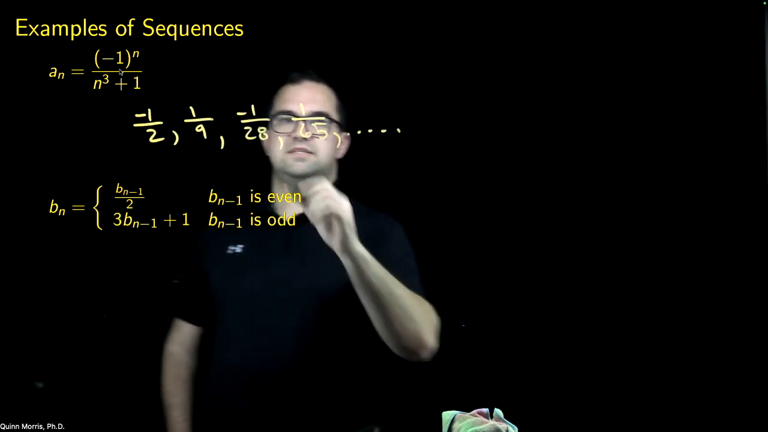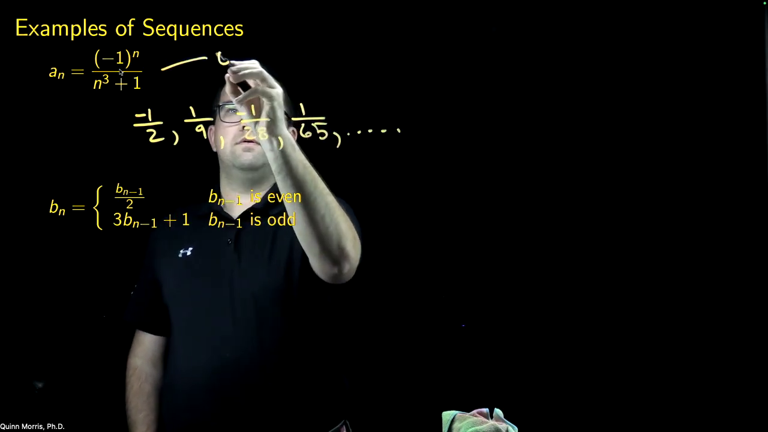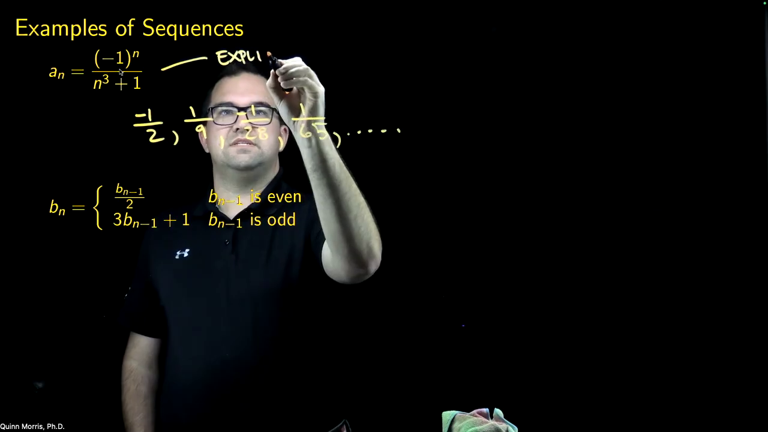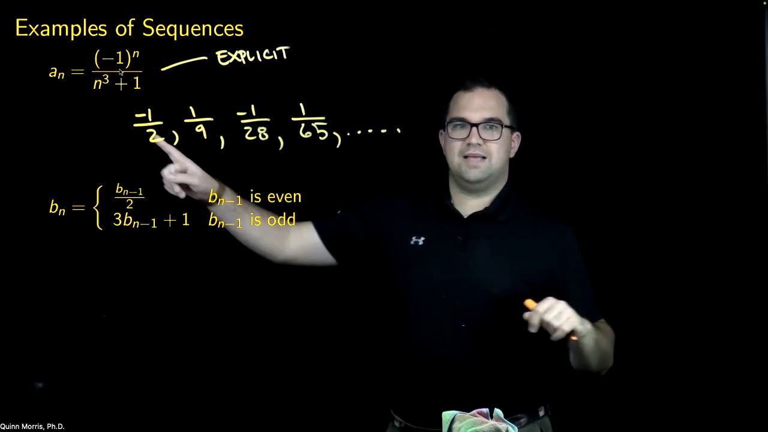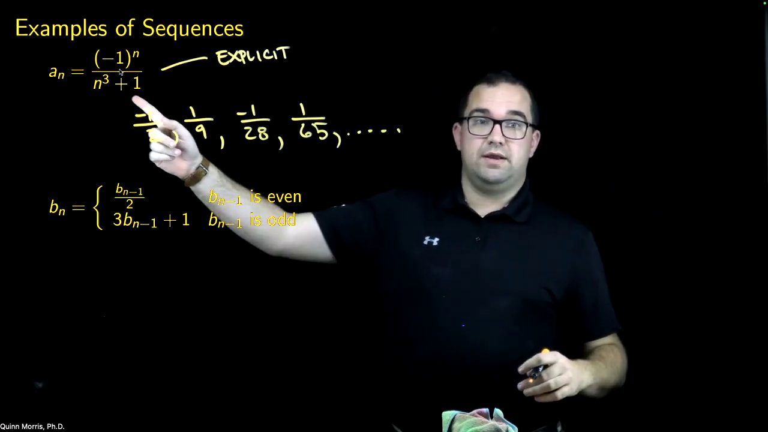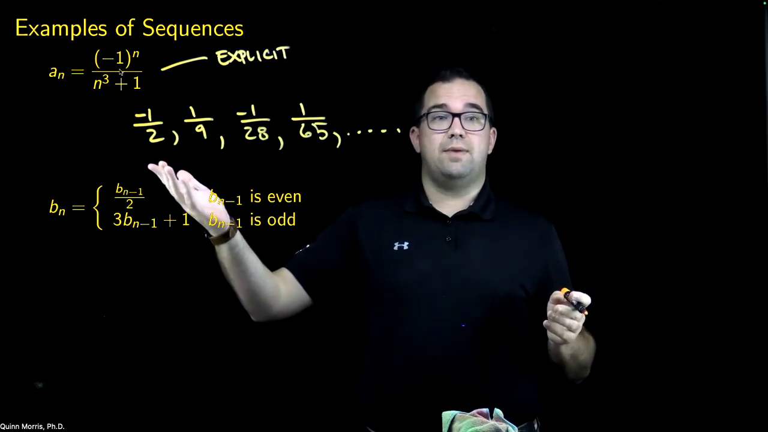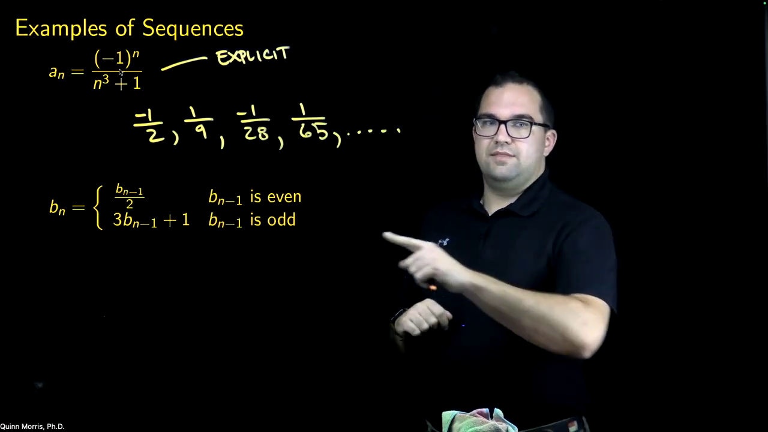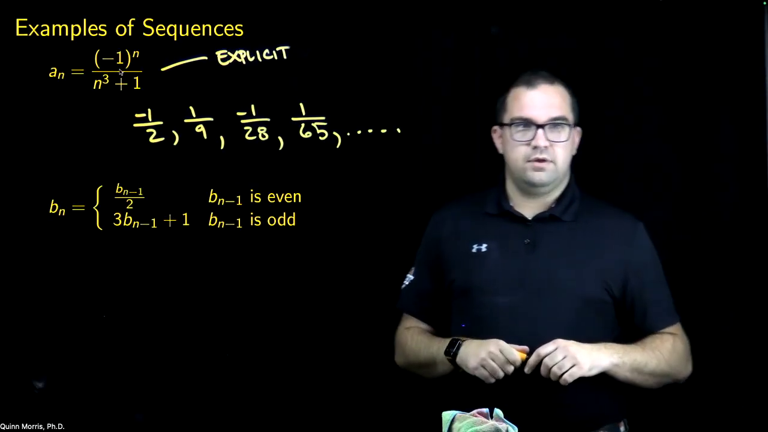So first note that this is what we would call an explicitly defined sequence. And it's explicitly defined because if you ask me what the 50th term was, I could just plug in n is equal to 50 and figure out the 50th term. I don't need to know anything else about the sequence. Okay? This sequence, on the other hand, is a little more difficult to deal with.